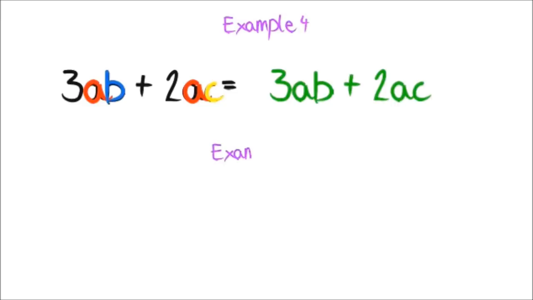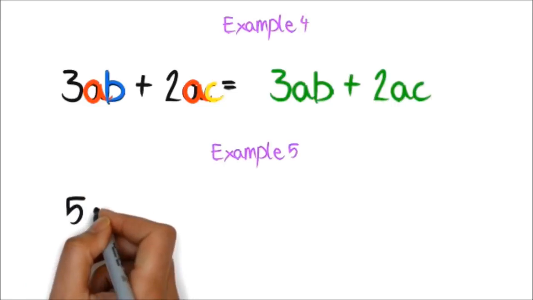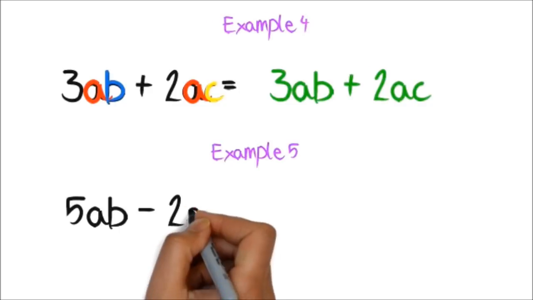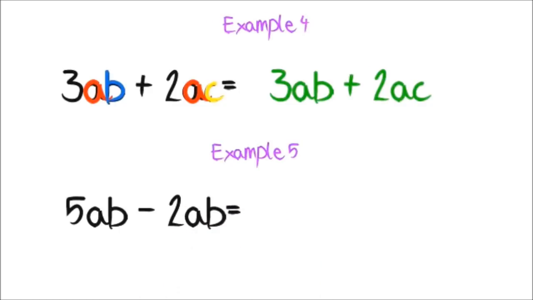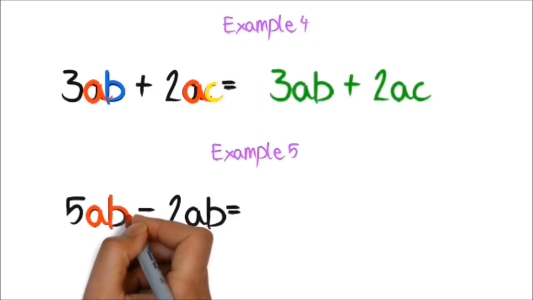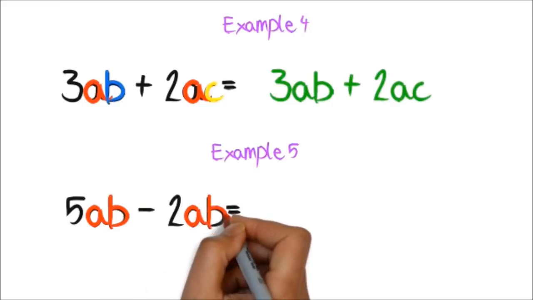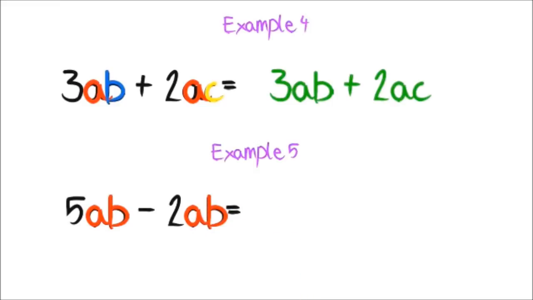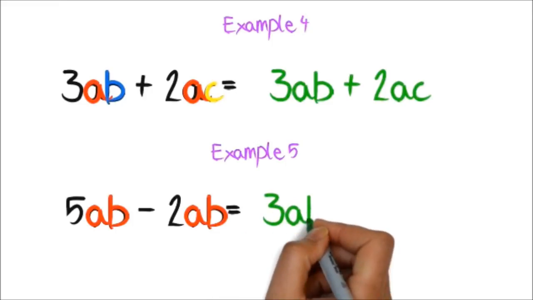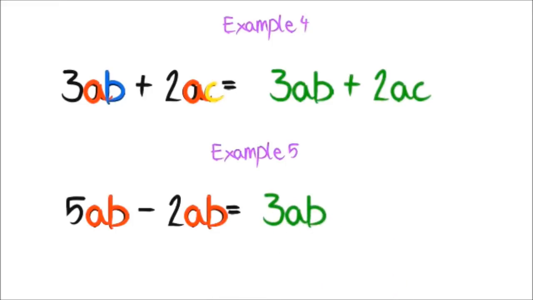Let's try these. 5ab minus 2ab. Here, since they both have ab after the number, we can subtract. This gives us 3ab. As you can see, if your addition and subtraction is good, this should be easy.